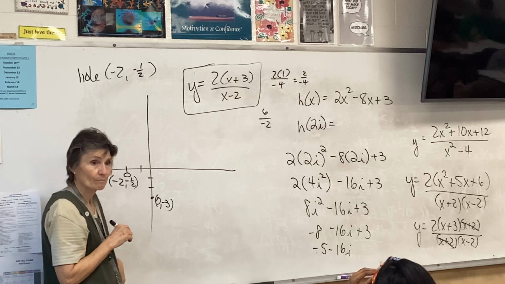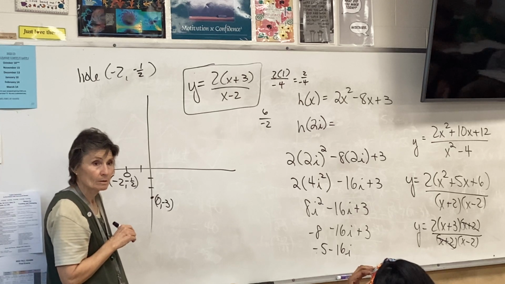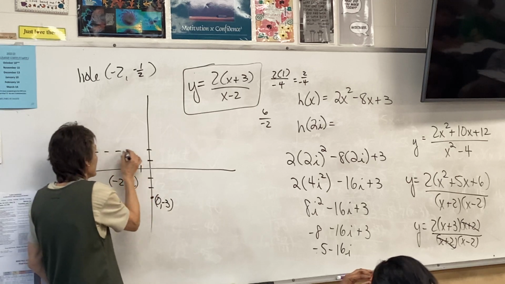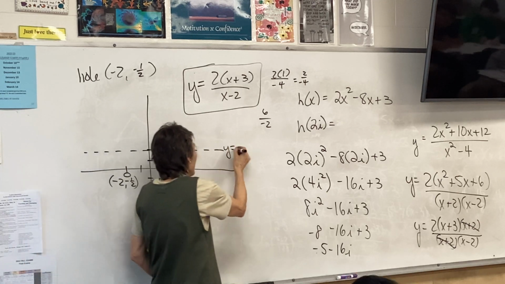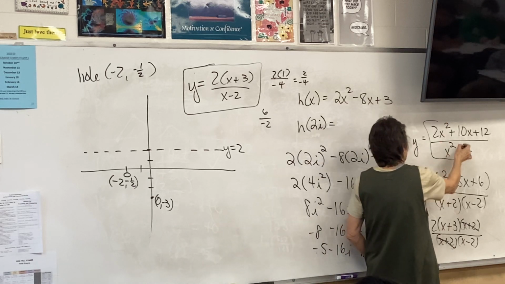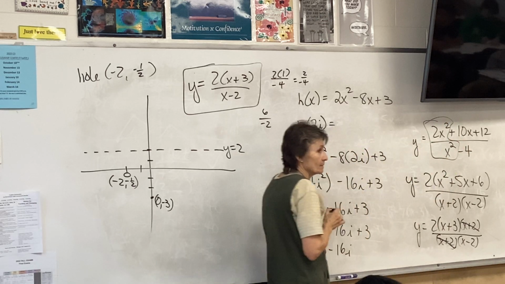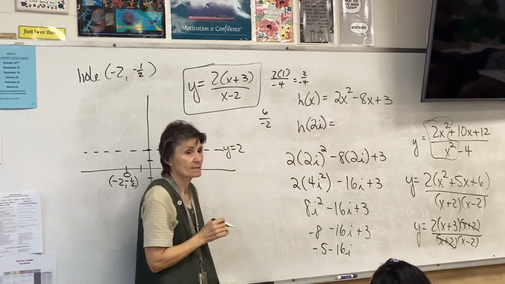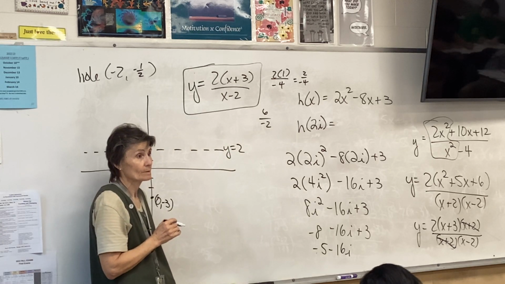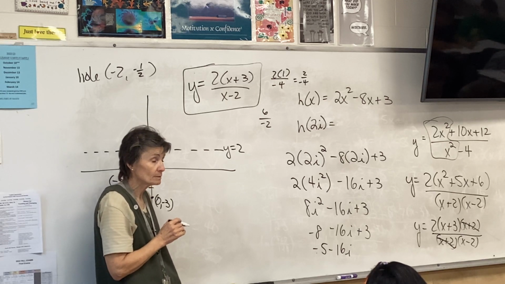Would you have a horizontal asymptote at y equals 2? You would have a horizontal asymptote at y equals 2. Eli's looking at the problem and saying, look right here. Doesn't that tell me that my horizontal asymptote is at 2? Remember, you look at the highest power.